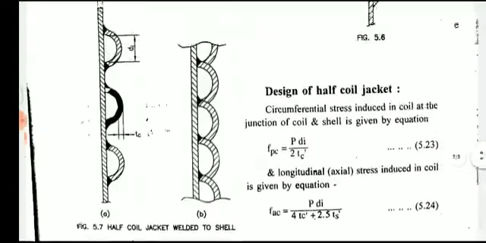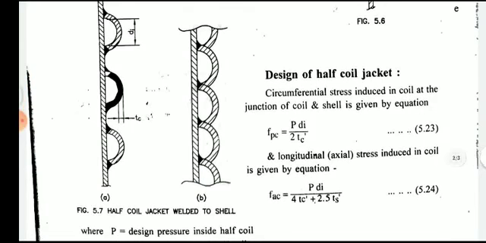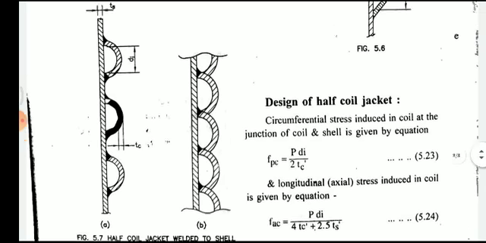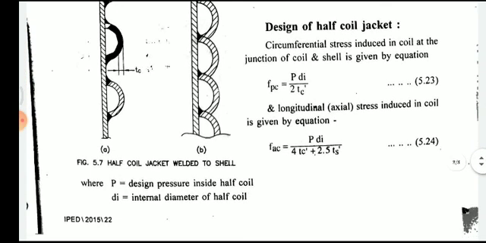In the figure is the design of the half coil. A half coil jacket with welded shell can also be made this way. So, design of the half coil jacket: first consider the diameter of the half coil, then take the thickness of the jacket, that is the channel thickness, and the thickness for the shell similar to the above.